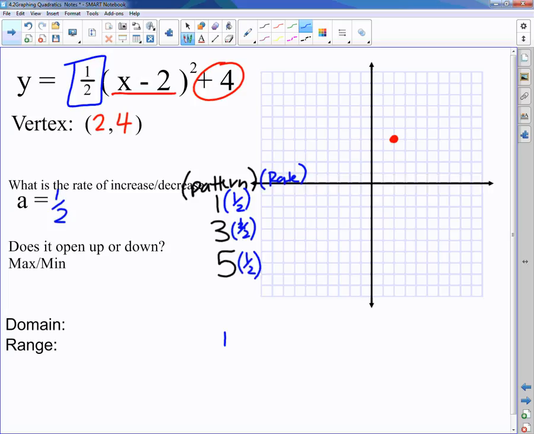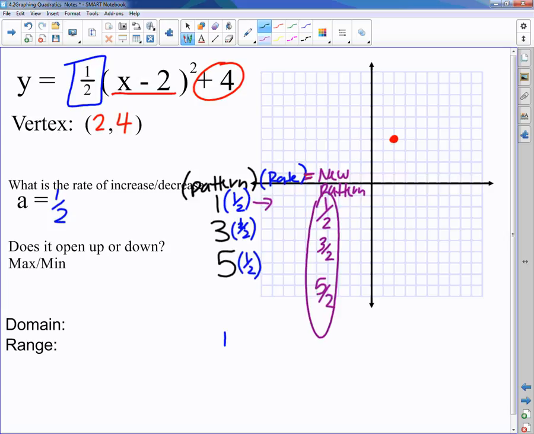That is going to give me a new pattern, is what I like to call it. So 1 times 1/2 just gives us 1/2. 3 times 1/2 gives us 3/2. And 5 times 1/2 is 5/2. So this is our new pattern that we're going to use. So we just use that 1, 3, 5 pattern and the a in front of the equation to get our new pattern.